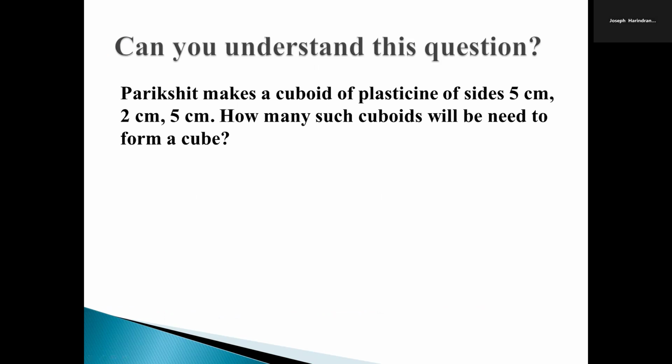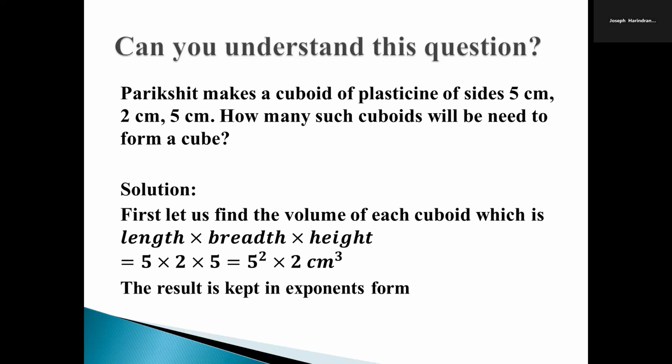Parikshit makes a cuboid of plasticine of the sides length, breadth and height. We can assume like that: 5 centimeter, 2 centimeter and 5 centimeter height. These are the dimensions of the cuboid. How many such cuboids will he need to form a cube?